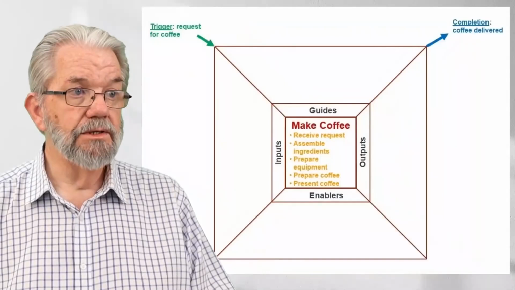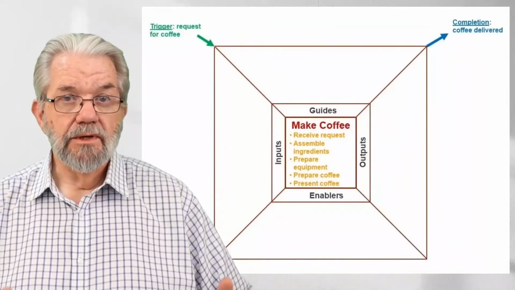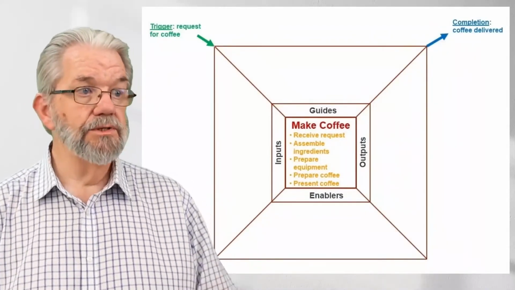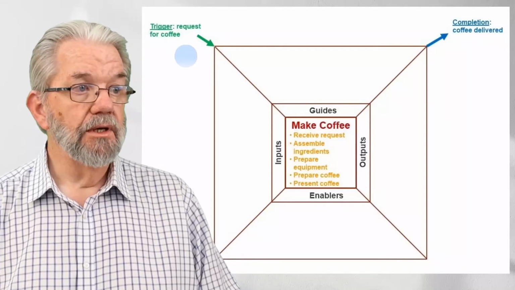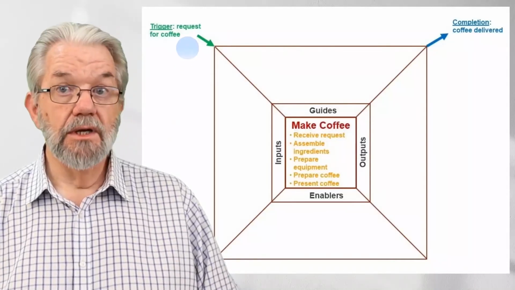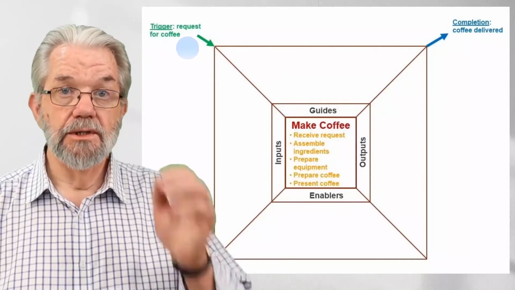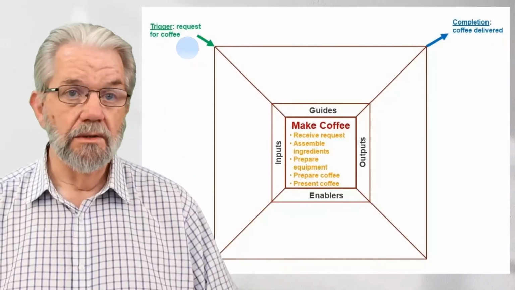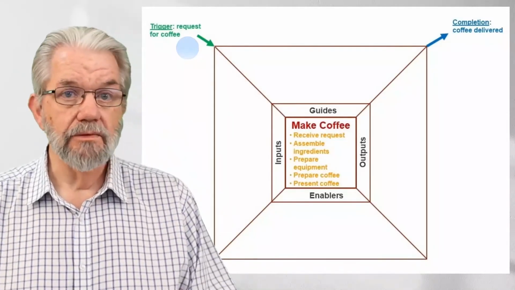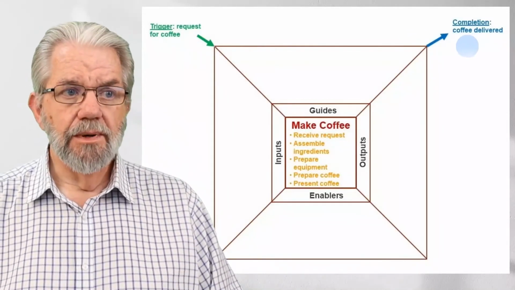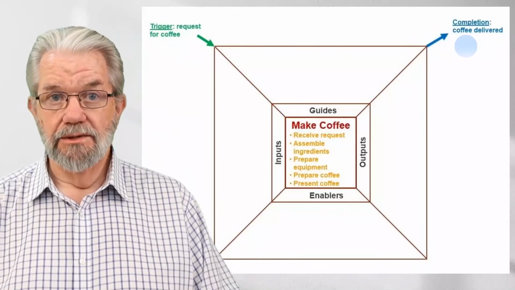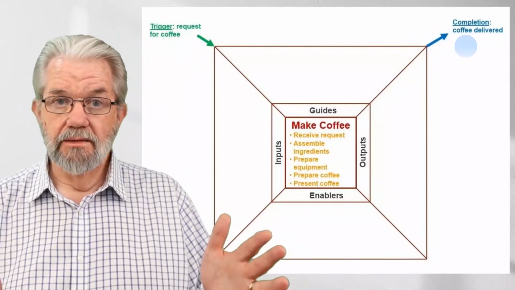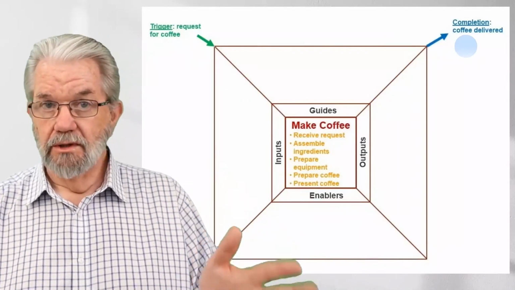One more thing that we need to understand about the process, and be very clear that we're all thinking about the same process, is to say up here, top left and top right, firstly, what is it that triggers the execution of this process? So what is it that starts it? It might be more than one thing, but here we're taking the simple case of a request for coffee. How do we know it's completed? The coffee's been delivered in this case.